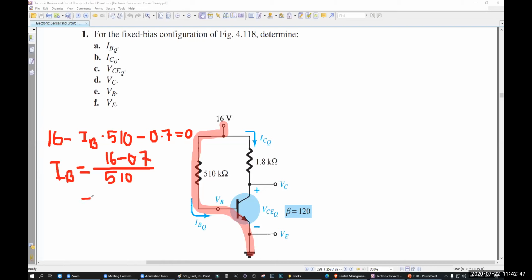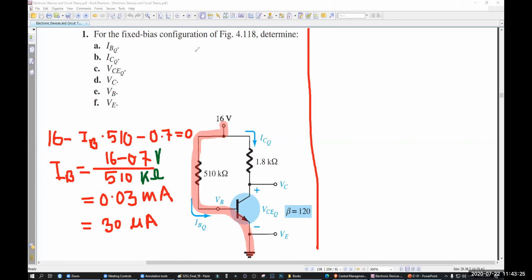So your IB will be how much? Okay, let's calculate. 0.03 milliampere. So 0.03, yes, 30 microampere. Why is it milli? Because this thing is in volt. This thing is in kilo ohm. That's why it is in milliampere. Okay. Now we can call it 30 microampere. Very good. You got it.